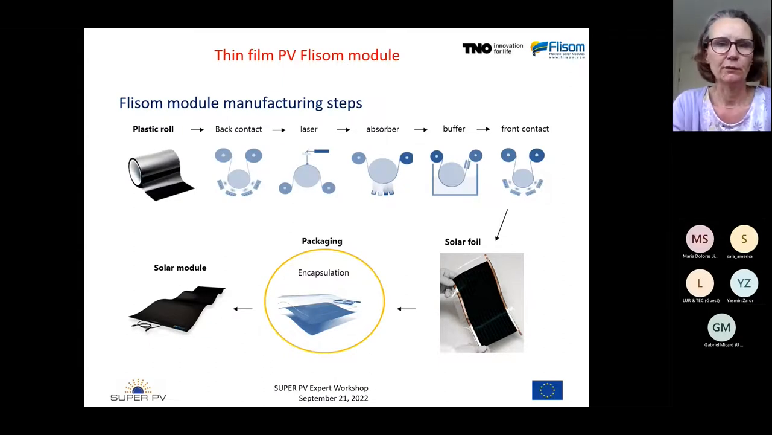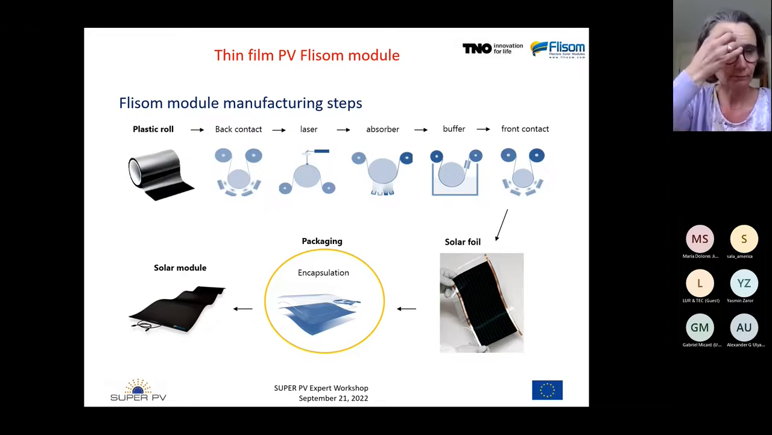The Vliesom thin film PV modules are built on a flexible substrate, a plastic film, and they consist of deposition of a back contact, an absorber layer, and a front contact, and a buffer layer, with intermediate steps where with laser some scribes are made.